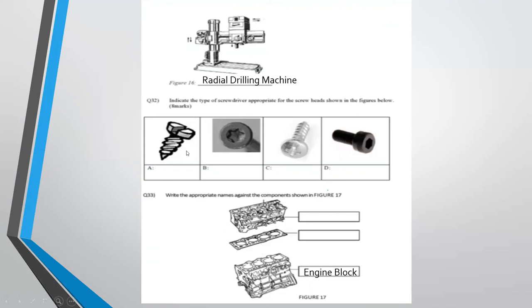The next question is what indicates the type of screwdriver appropriate for this screw head. So whenever you see just a single line through the screw, a horizontal line like this, then you have to use the slotted or flat screwdriver. Whenever you see a star like this, a star consisting of six corners, then you have to use the Torx screwdriver, Torx.